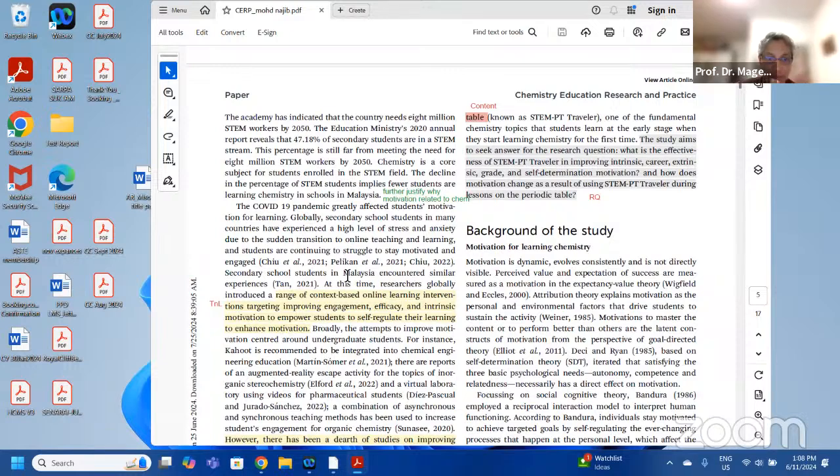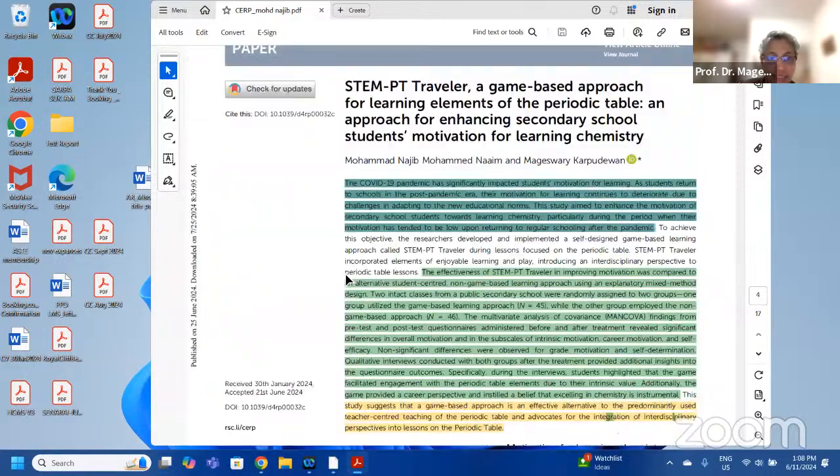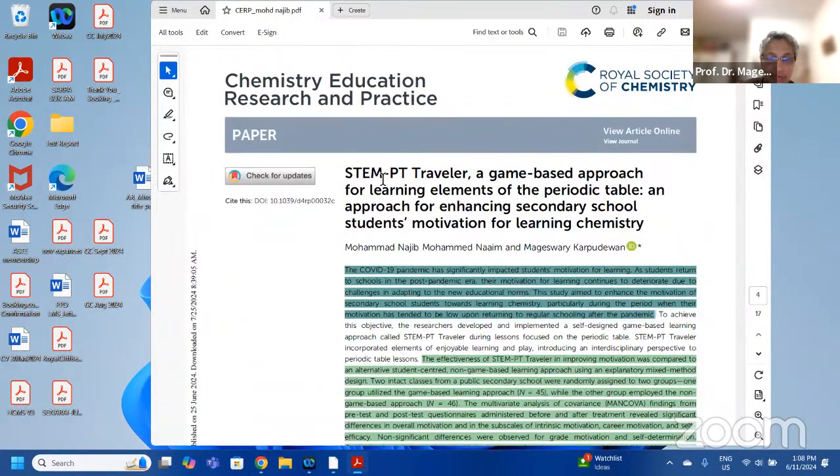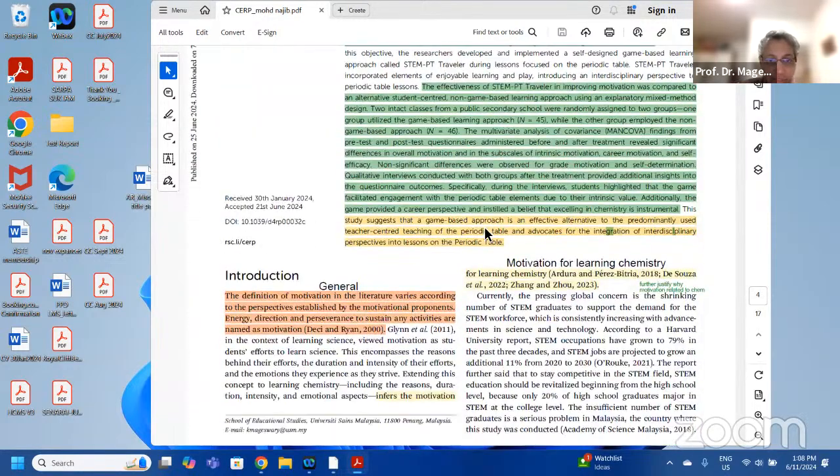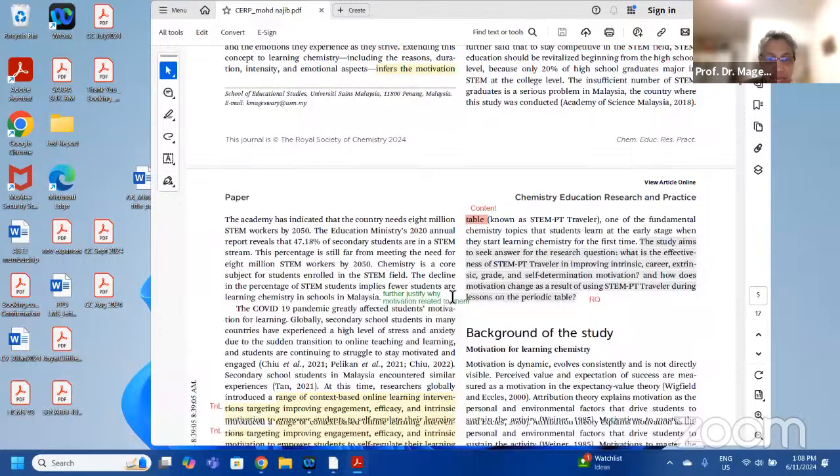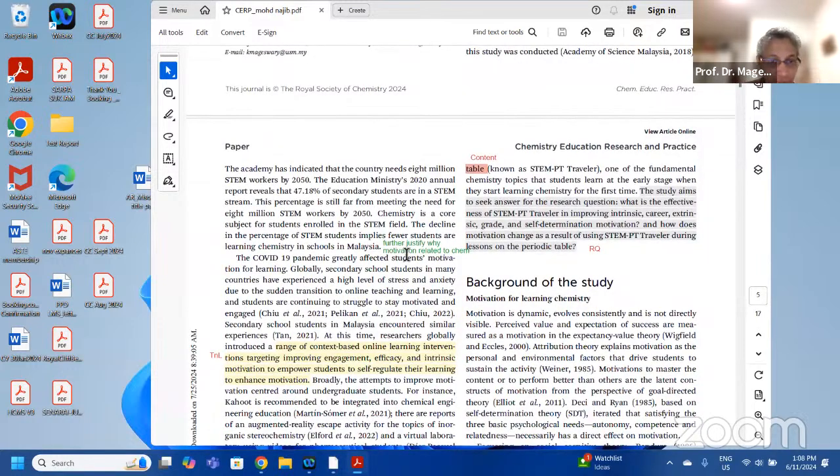Okay. So now you're done with motivation. I asked you to remember this article as three things: STEM PT Traveler, which is the game-based one, then the periodic table, and then motivation. Three things. Now in the introduction, what I have shown is that I have talked everything about motivation. I explained everything about motivation, so anyone who reads the journal understands, oh, this article is about motivation.